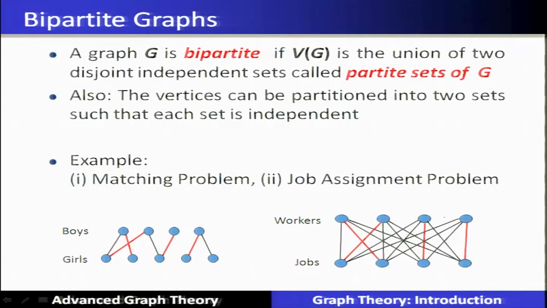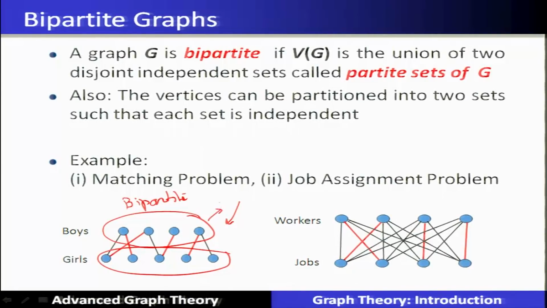Example, we can see here all the boys are represented in the form of a set and all the girls are represented in another partite set, and the graph which we form is called a bipartite graph. So, this is partite set 1, this is another partite set.